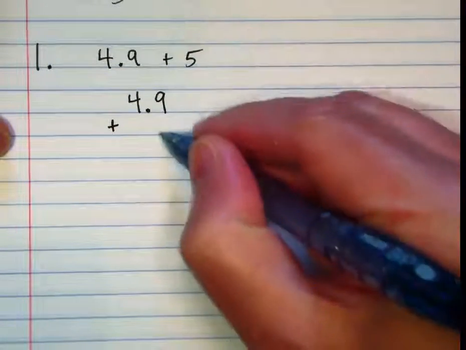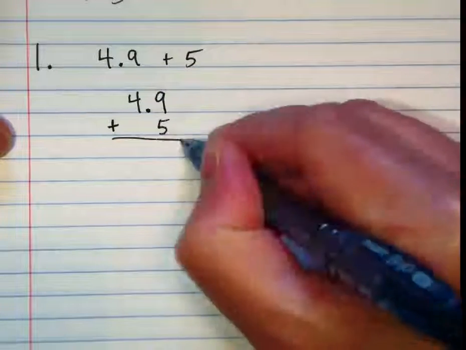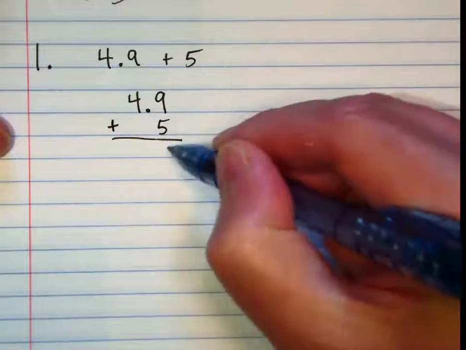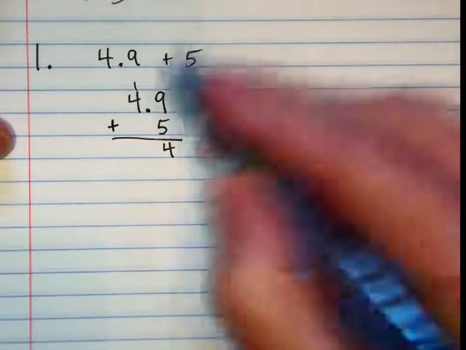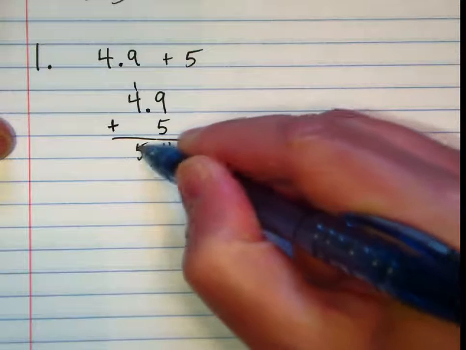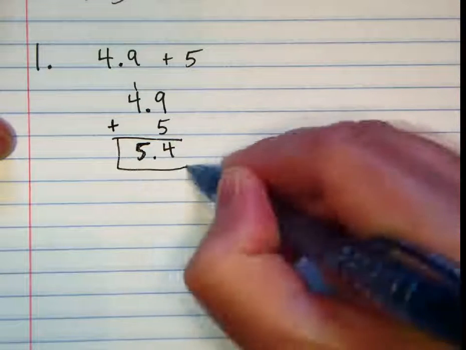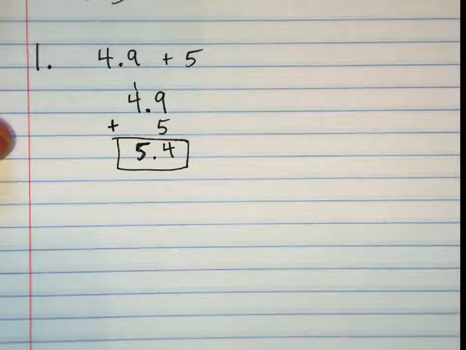So 4 plus 9 plus 5. I'm going to do it like that. 9 plus 5 is 14. Carry the 1 up to there. 1 plus 4, 5. 5.4. That's the answer. And that is number 1.